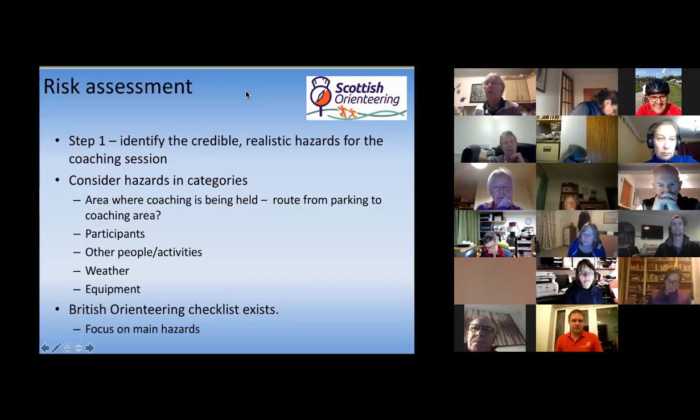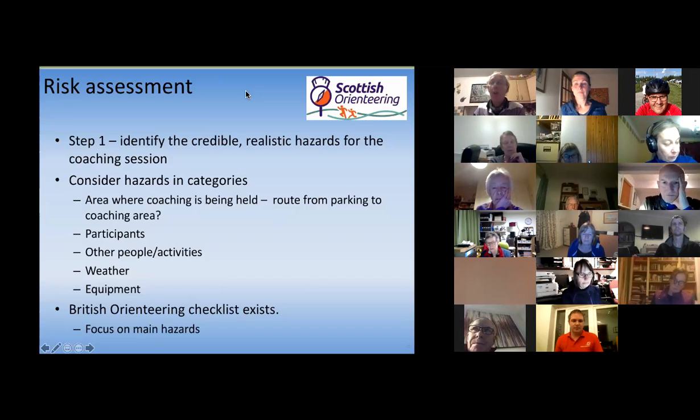If the event has got a generator, then you've got to start thinking about the risks associated with the generator. There is a checklist produced by British Orienteering. The only comment I'd say about it is the checklist has lots and lots of potential hazards on it, which is one of the reasons why I say focus on the big ones first, please. Once you've identified the big ones, then you can go and just check whether you've got the rest.